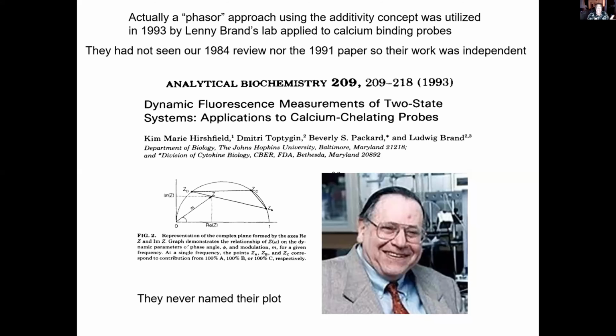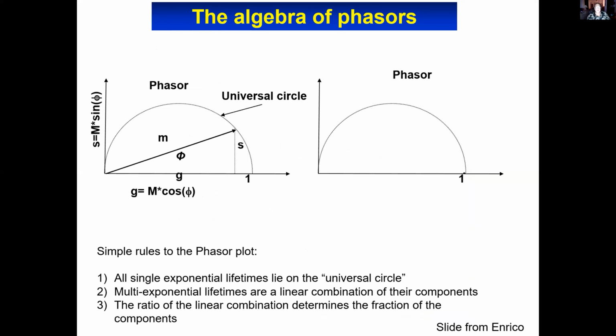And this was the only time they did this, but there's Lenny Brand. But it's interesting that he saw the value of this rearrangement on his own, and Lenny was one of the great fluorescence people of the generation just before Enrico and I. He also was inspired by Gregorio Weber to get into fluorescence.